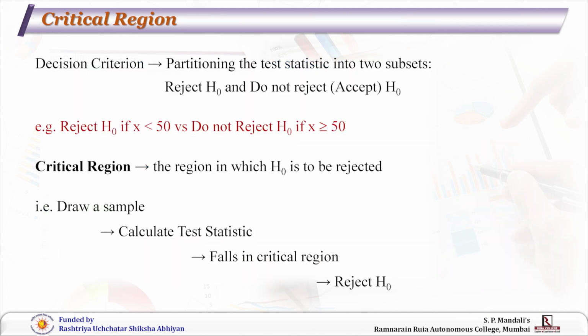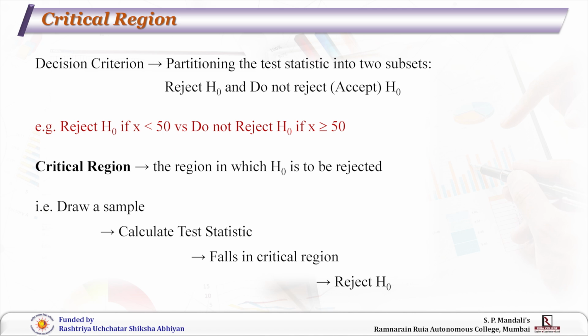Setting up a decision criterion involves partitioning the possible test statistic into two subsets, one of which is attributed to the decision of rejecting H naught and the other to the decision of not rejecting, or accepting, H naught. For example, reject H naught if x is less than 50 and accept H naught if x is greater than or equal to 50. This is the partitioning of the number line into two parts, less than 50 and greater than or equal to 50.